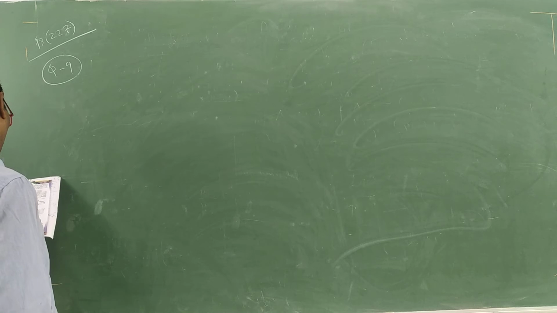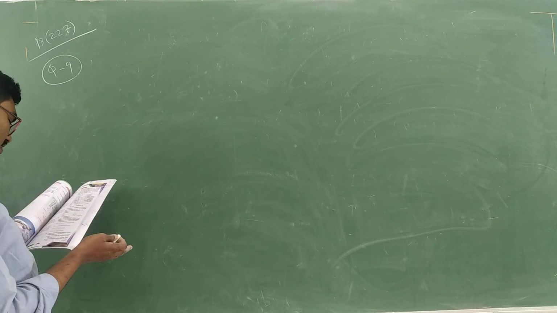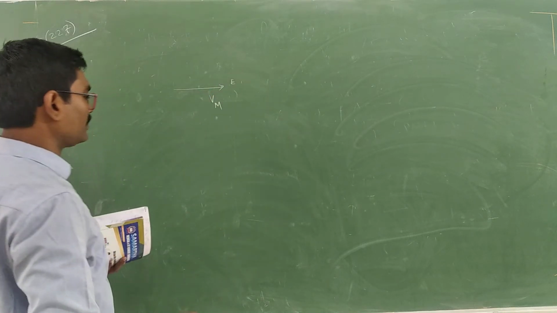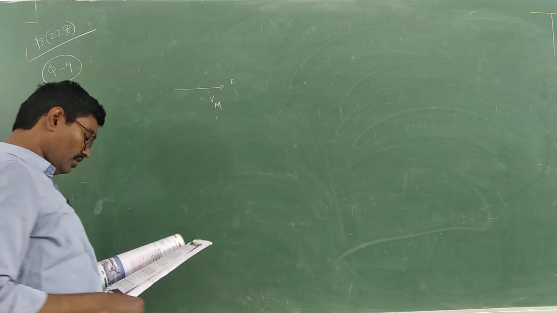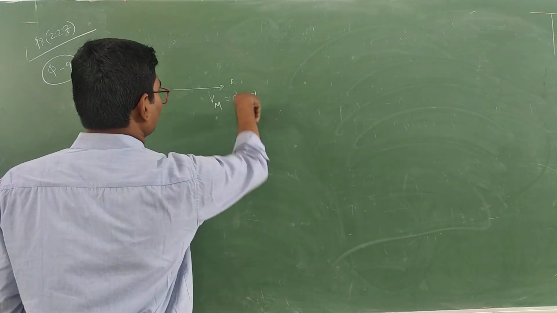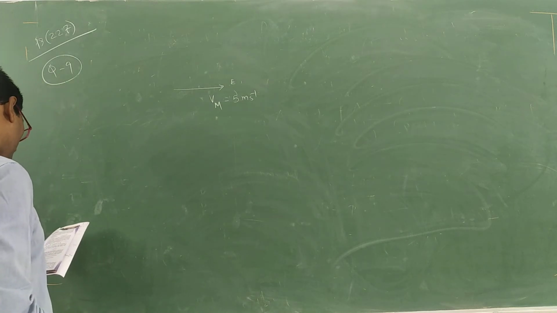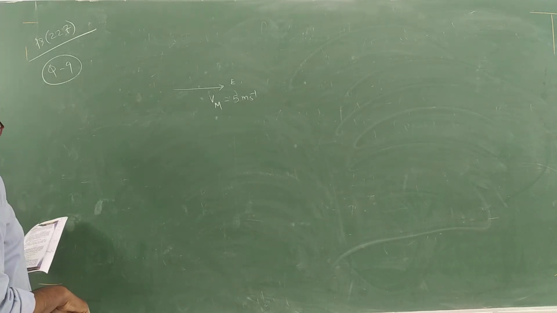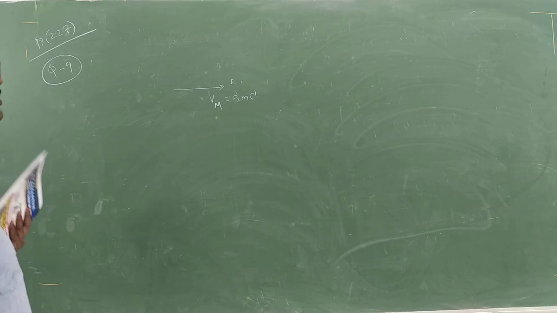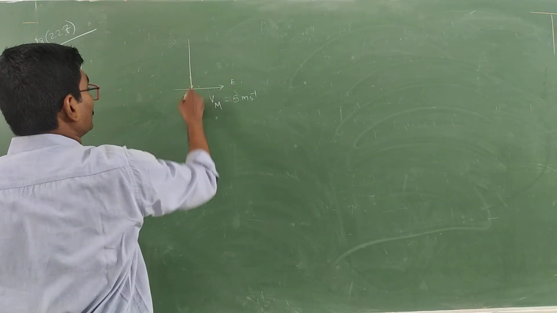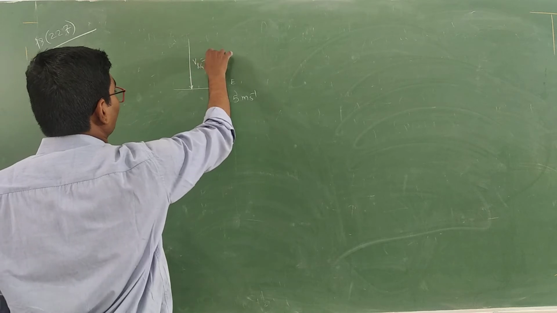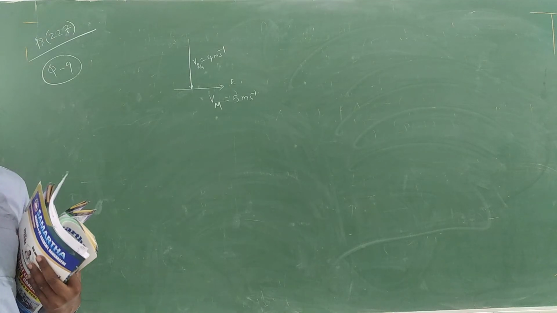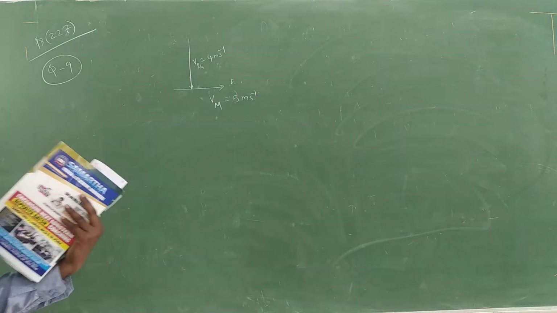Question number 9. A man is going due east, moving along east with a velocity of 5 meter per second. It is raining vertically downward with a velocity of 4 meter per second. At what angle does he have to hold his umbrella? So the rain is falling vertically with respect to ground at 4 meter per second. At what angle with the vertical direction must he hold his umbrella to protect himself?